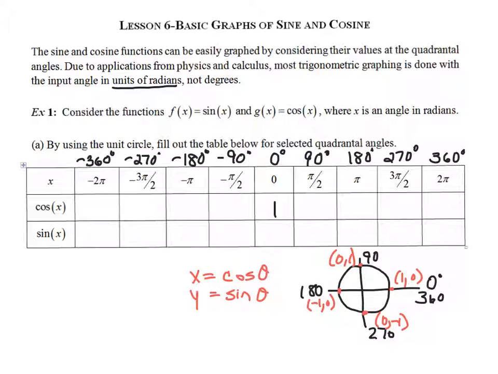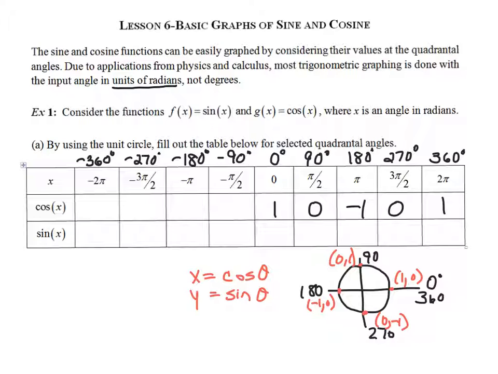At 90 degrees, or at pi over 2, I see that here's my ordered pair, 0, 1. Looking at the x-coordinate, the cosine must be equal to 0. At pi, I'm looking at this ordered pair right here, and the x-coordinate is negative 1. So that tells me the value for cosine at pi. Continuing on around the circle at 270 degrees, I see that my x-coordinate is 0. And at 360 degrees, or 2 pi, I see that my x-coordinate is back to 1 again.